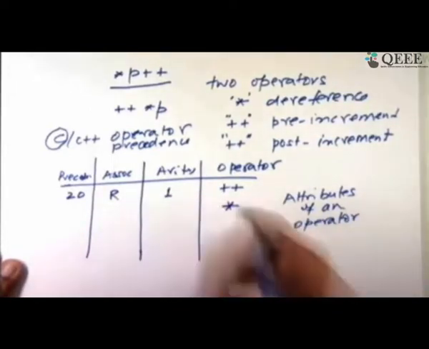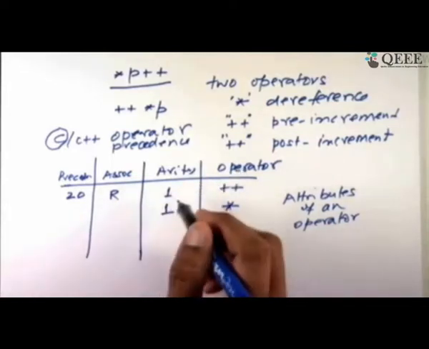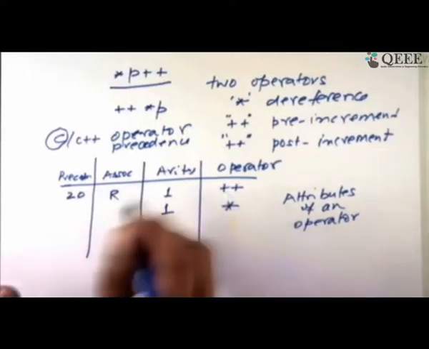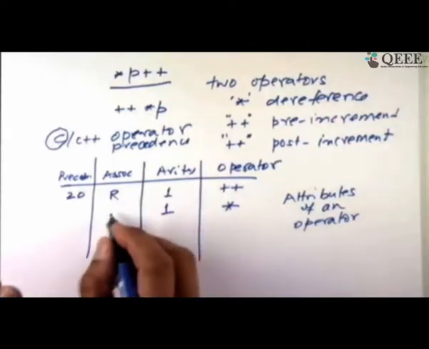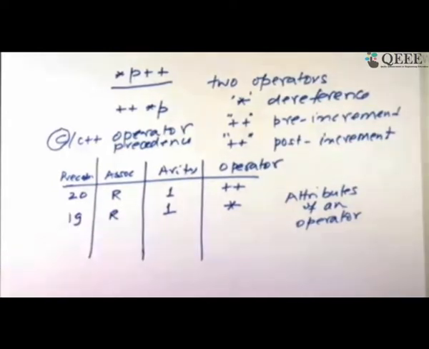Star is another unary operator. Arity 1 means it takes only one operand. It's a unary operator. A binary operator will be 2, with 2 operands. And let's say star is also right to left, and it has precedence value 90. These are fictitious values. These are not correct values. So you should get the correct values from the language rules.